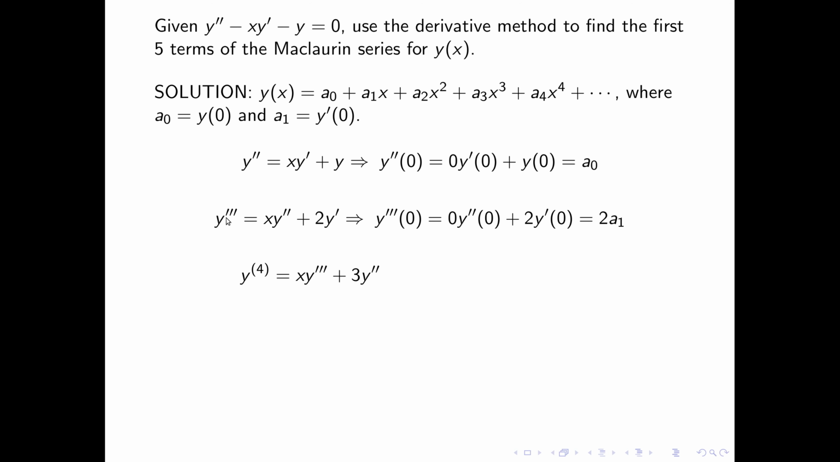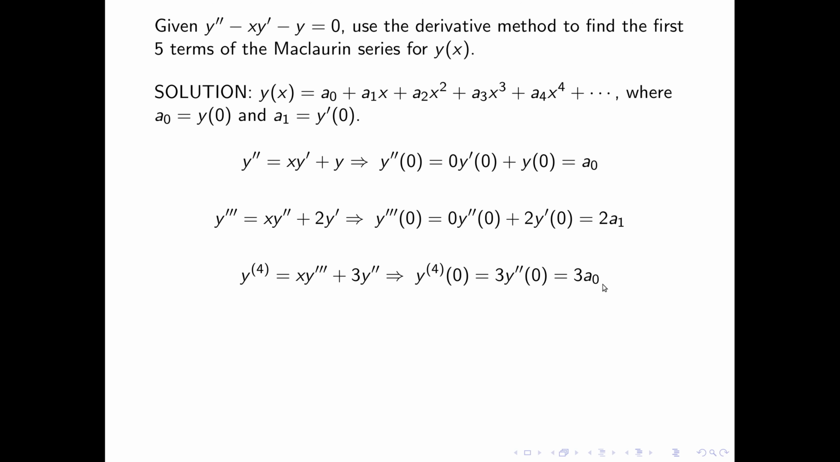So here we go. The fourth derivative is equal to, remember to use the product rule, x y triple prime plus y double prime plus another 2y double prime from over here, so you get 3y double prime. Okay, so again, that was the product rule on x y double prime, is why the 3 popped up. And so evaluate everything at 0, and so we get just 3 times y double prime of 0, which is, let's see, 3 times y double prime is 3 times A0.